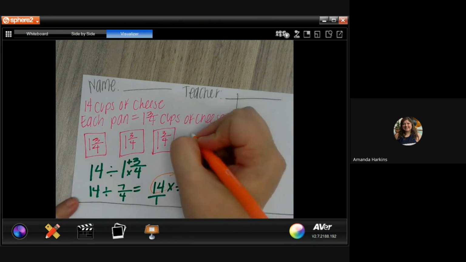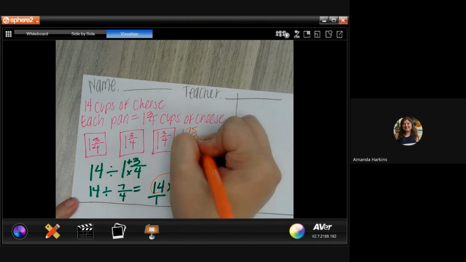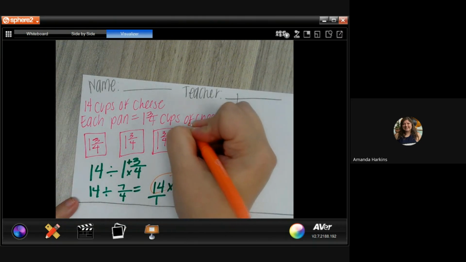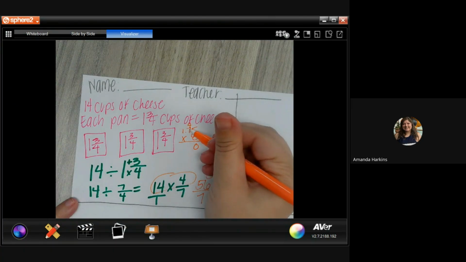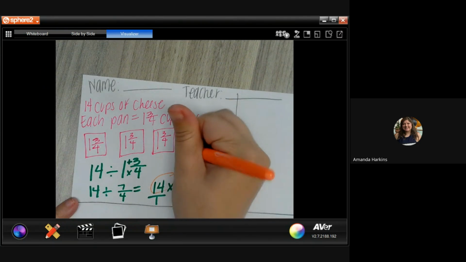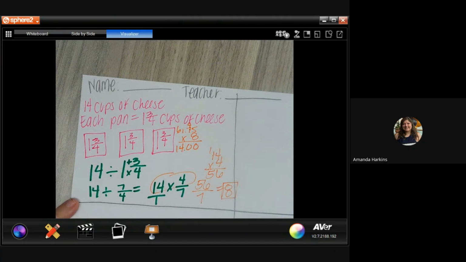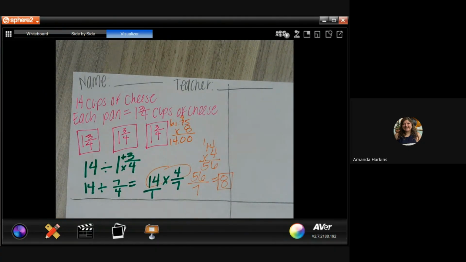And I can check. So I know that this makes 1.75. If I multiply that by 8, 5 times 8 is 40. Carry my 4. 8 times 7 is 56, plus 4 is 60. 8 times 1 is 8, plus 6 is 14. So that makes 14. So he had 8 pans.